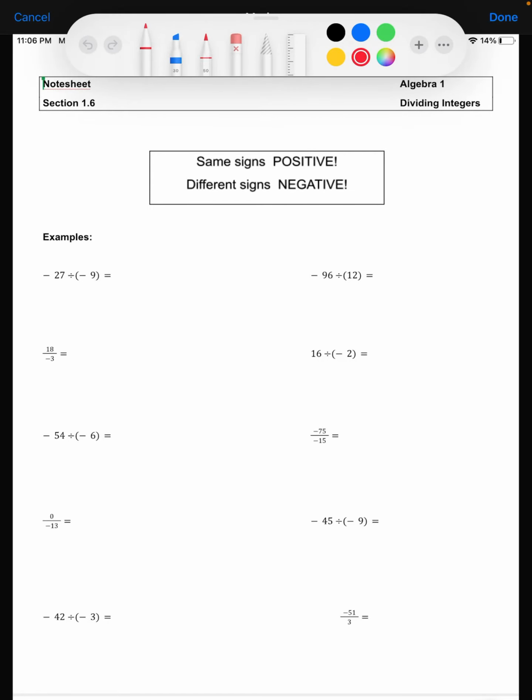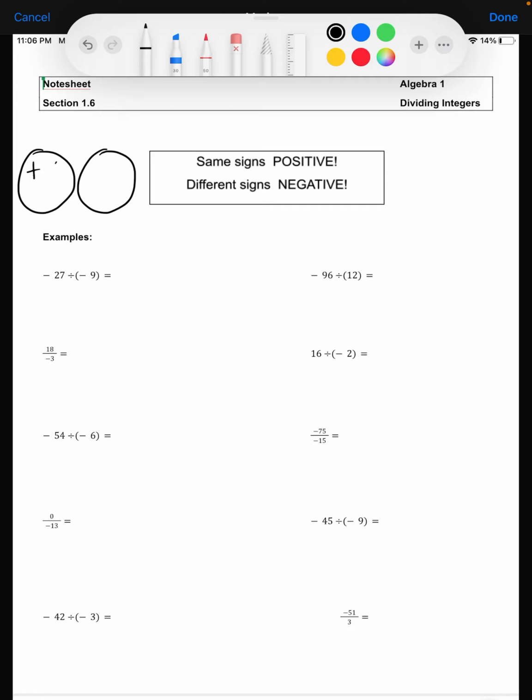Today's lesson is going to be a lot like yesterday's. I'm going to go through the first part of it kind of quickly because it's going to be pretty simple for you guys. It's just going to be more practice with the rules for multiplying and dividing integers, which are the same. So we're going to draw our faces again that kind of help us remember that.